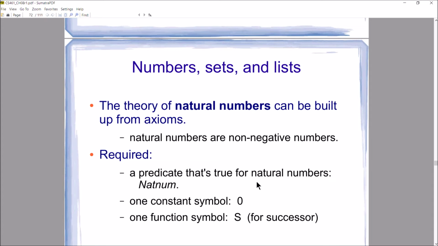You need to have a predicate that's going to be true for natural numbers. We'll call that NatNum. You need to have one constant symbol, 0, and we'll have one function symbol, S, and that stands for successor, as in a successor to 0 or a successor to some other number. So what are successors? Well, 6 is a successor to 5. 10 is the successor to 9.